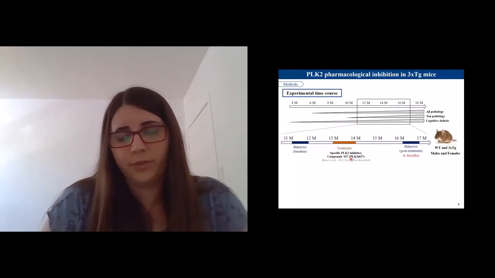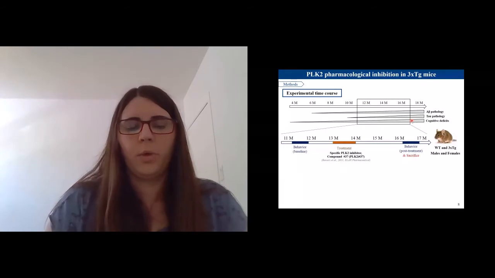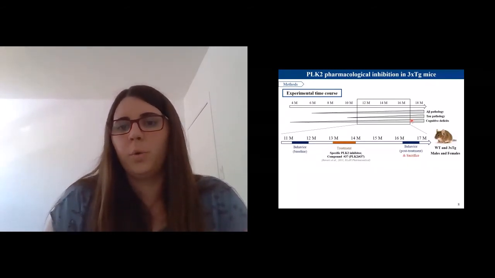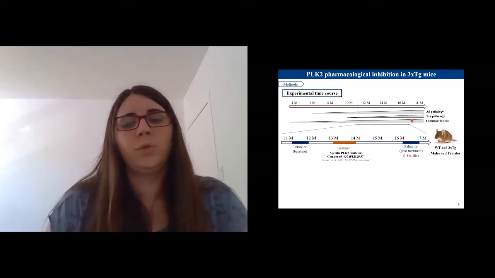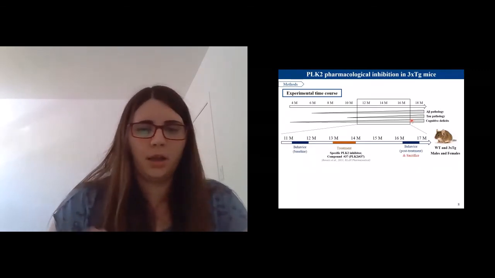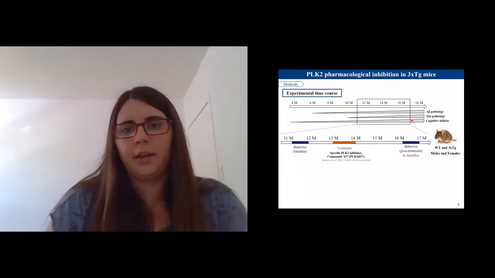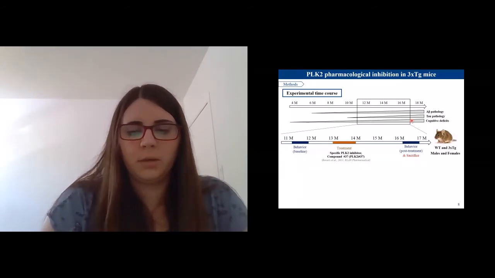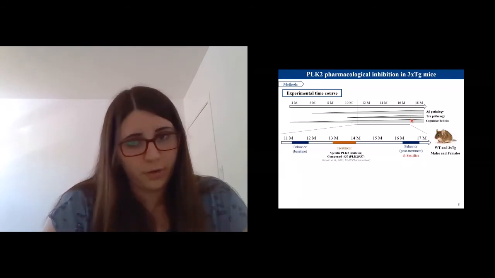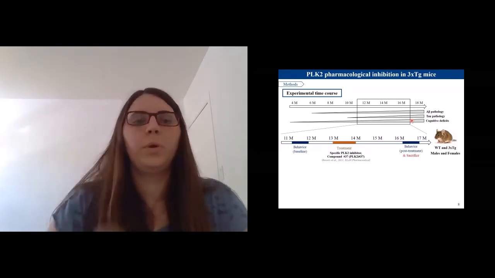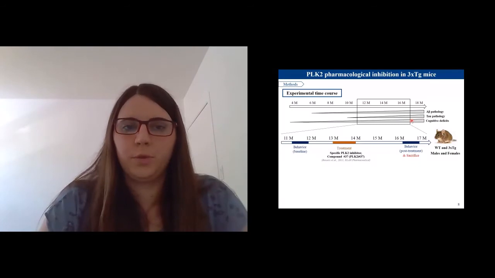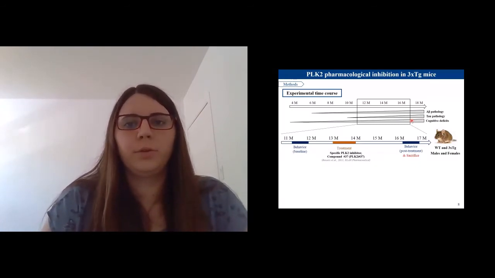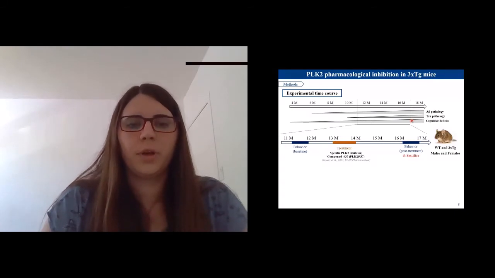And 2 months after the treatment, at an age in which the pathology is completely established, we performed several behavioral tests and we sacrificed the animals for further immunohistological and biochemical analysis. And now I'm going to show some of the results obtained at the behavioral level first. So we wanted to evaluate the effect of the treatment on short-term recognition memory. And for that, we used the novel object recognition memory test.